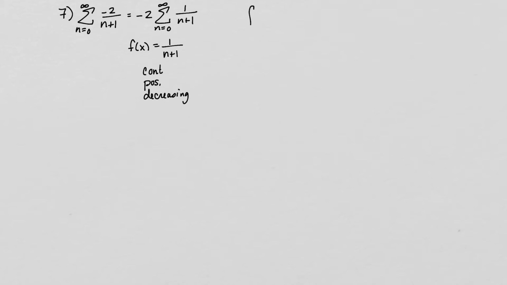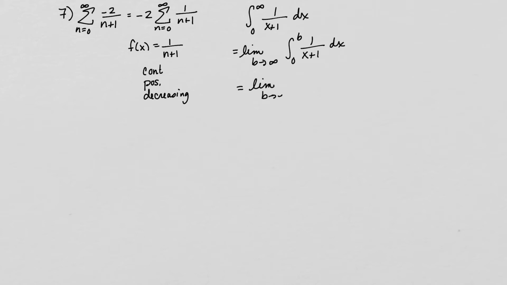So we're going to look at the integral from 0 to infinity of 1 over x plus 1 dx. And so this is going to be the limit as b approaches infinity of the integral from 0 to b of 1 over x plus 1 dx. So you could use a u substitution. We talked about these back when we did partial fractions. And if you didn't want to use the u substitution and you just recognize this, it's just going to turn out to be the natural log of the absolute value of x plus 1 evaluated from 0 to b.